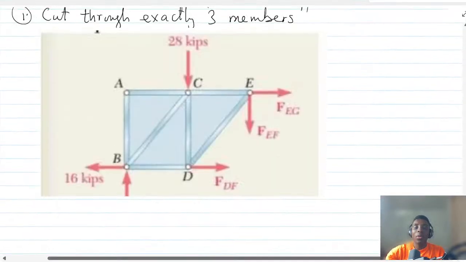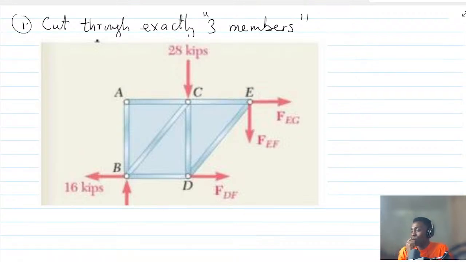Okay, so now this is what the method of section is saying. If the whole truss is in equilibrium, then any portion which I also cut is in equilibrium. Let me say that again. The method of section is saying that whenever you take the entire truss and it is in equilibrium, then each portion that you cut will also be in equilibrium. So in other words, this portion that we have cut is also in equilibrium.